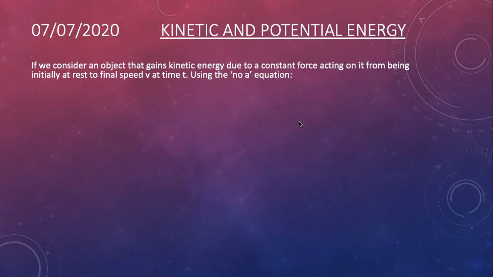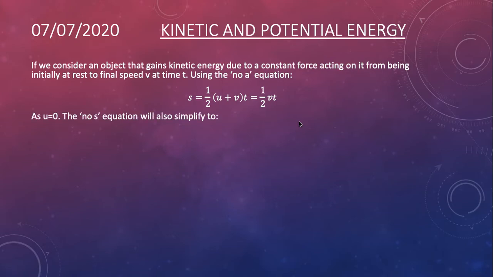If we consider an object that gains kinetic energy due to a constant force acting on it, it's initially at rest at speed 0 and then at a final speed v at time t. If we use the no-a equation, s is a half (u plus v) times t. That's going to simplify because u is 0, it starts at rest, to s is a half vt. Now what if we use the no-s equation? That equation is going to simplify too. It starts off as a equals (v minus u) divided by t, but u is 0, so we get a equals v divided by t.